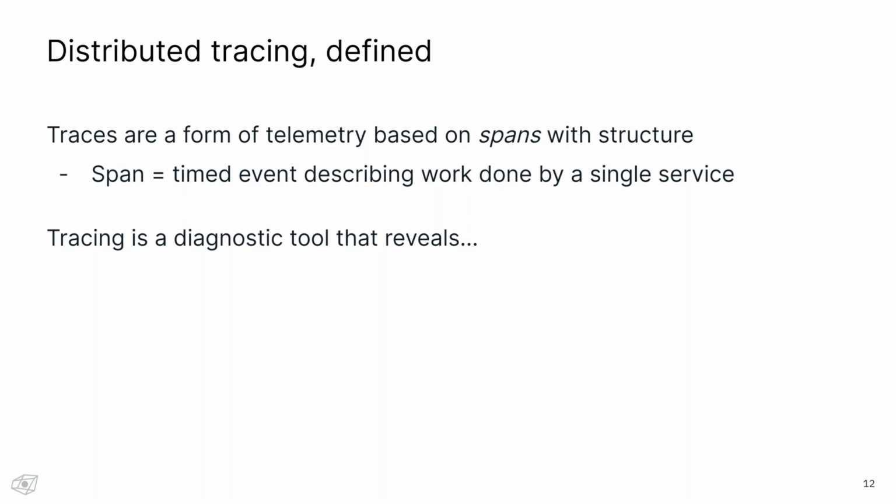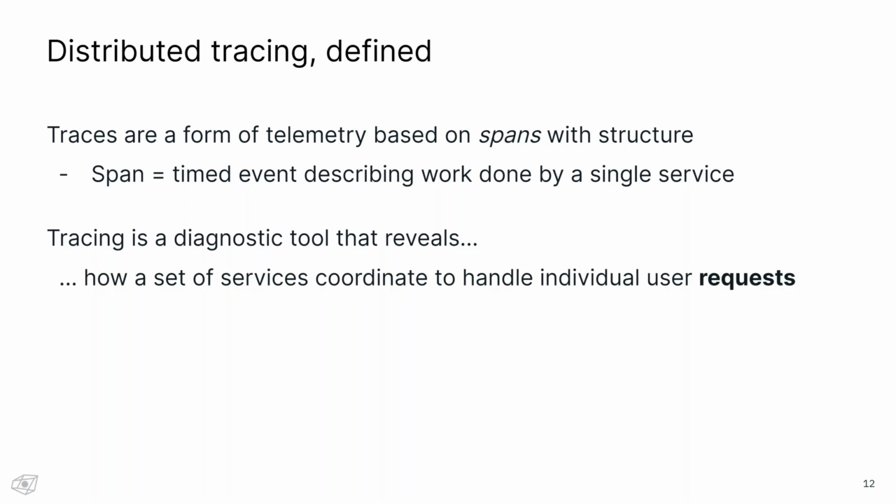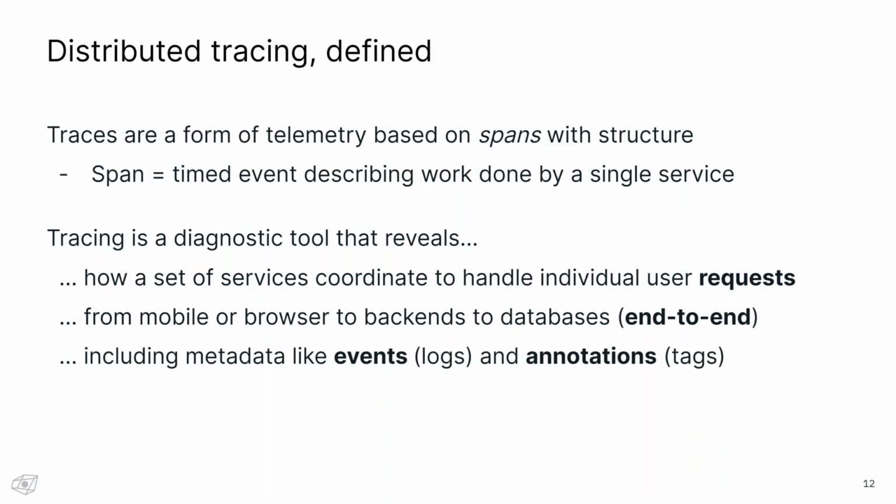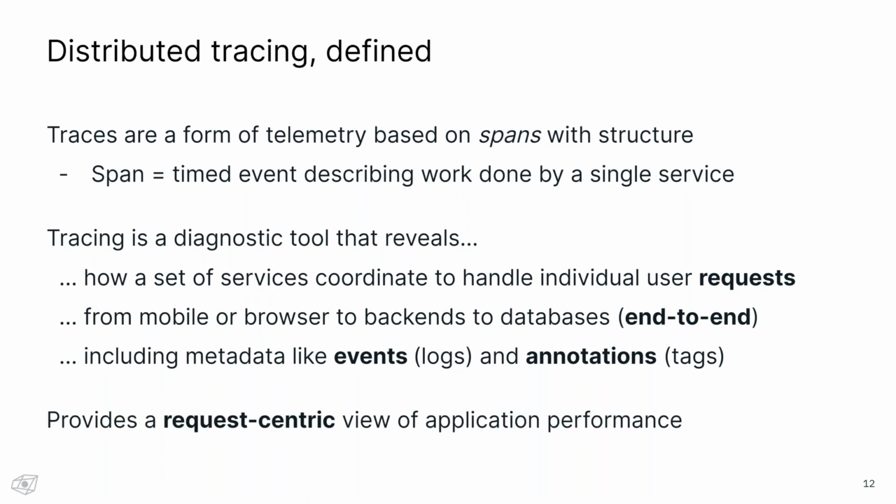So tracing is diagnostic in nature, though. If you're using tracing, it can reveal things like coordinating services to handle requests. You can view how this entire request looks from the perspective of my mobile app, all the way down to my database and back. And it includes things that you're maybe used to, right? Like it can include logging data. It can include annotations or metadata about a particular request that help you filter it and categorize it and group it. It provides this request-centric view of the application.